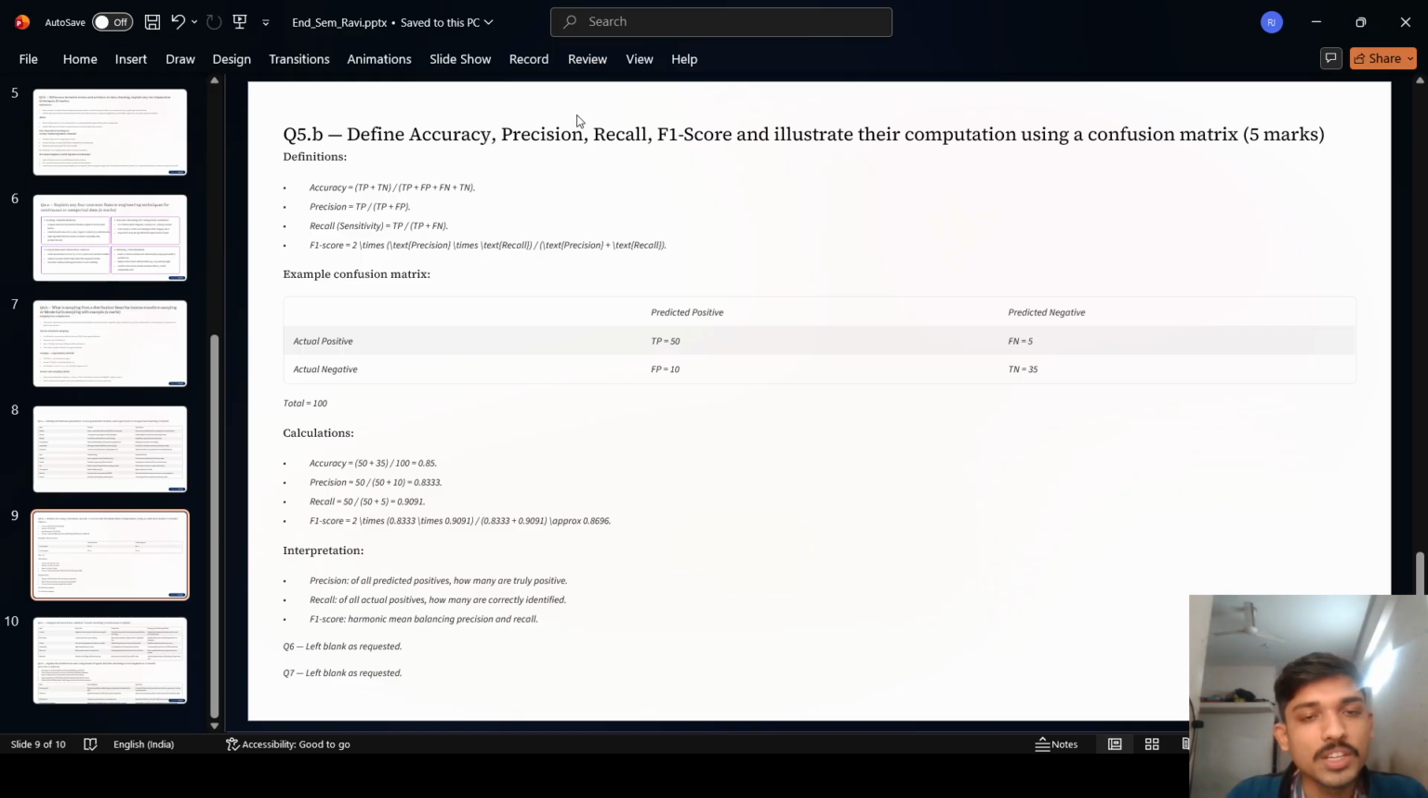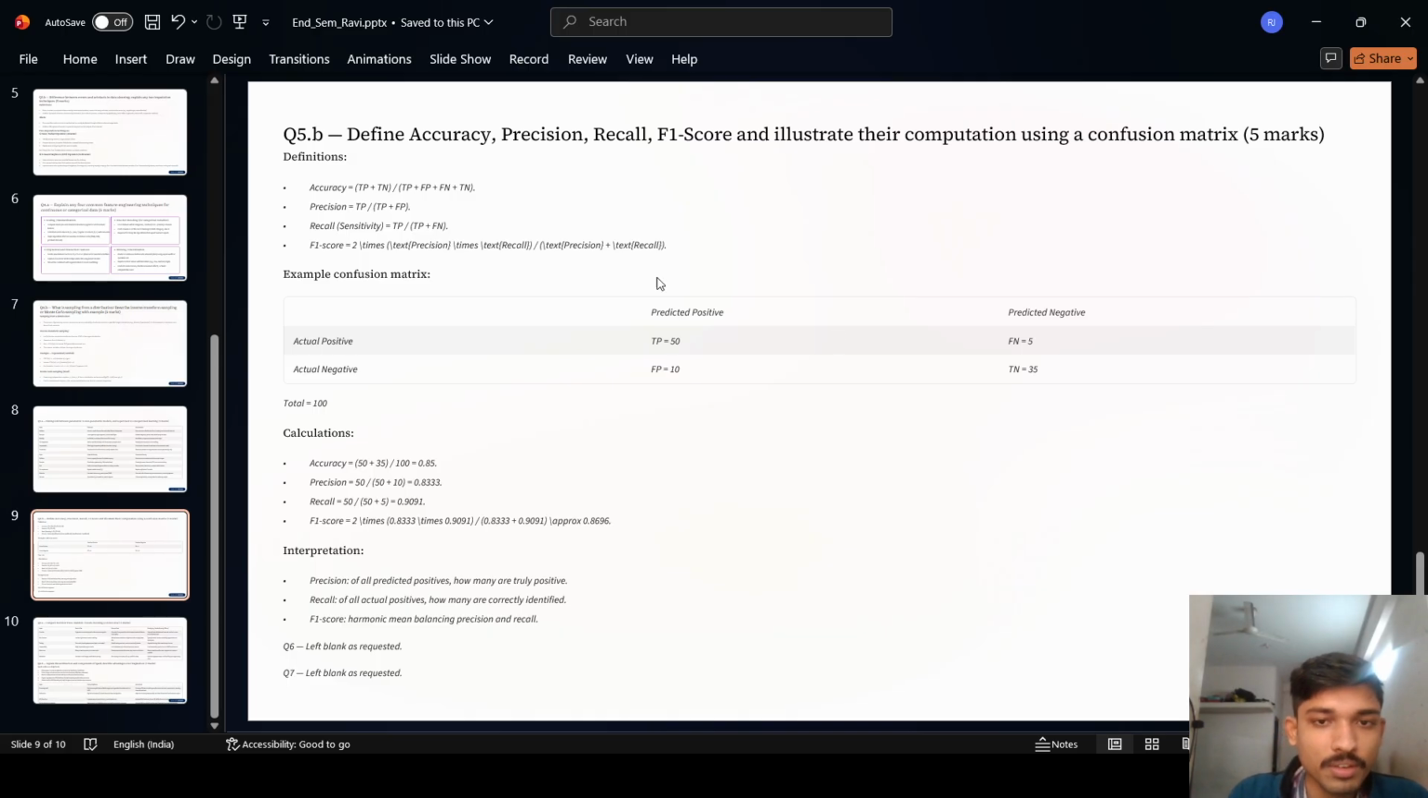What is the definition of accuracy, precision, recall, F1 score, illustrated using the confusion matrix? So we all know the confusion matrix. What is it? We can see here actual positive and actual negative, and we compare them with predicted positive and predicted negative.